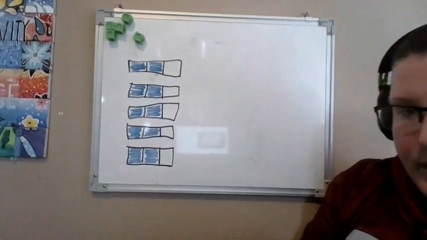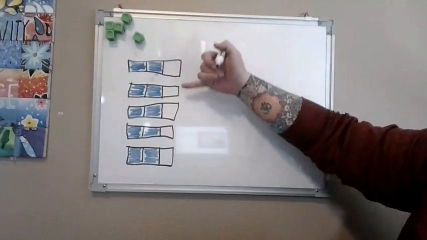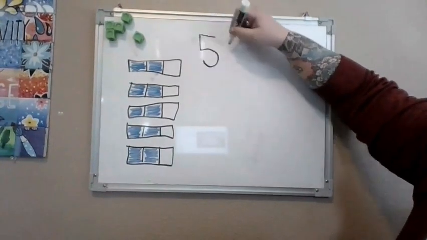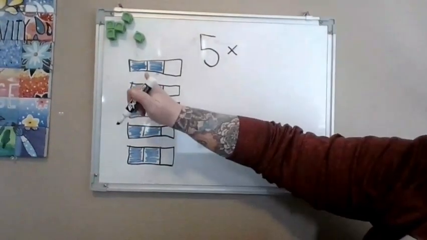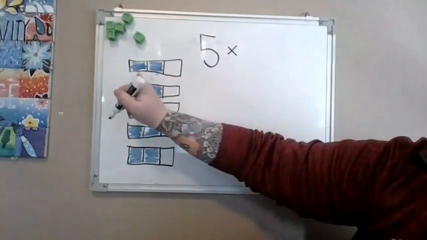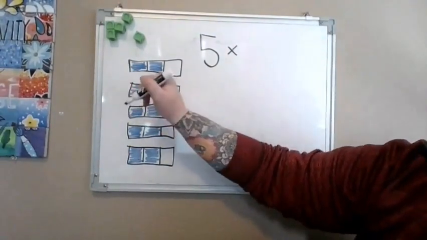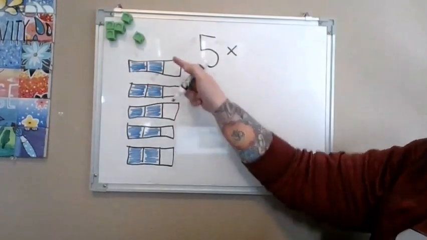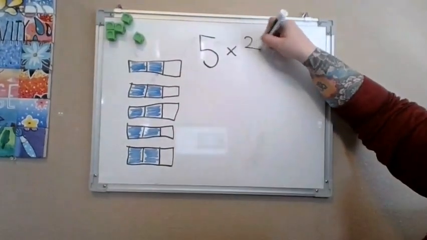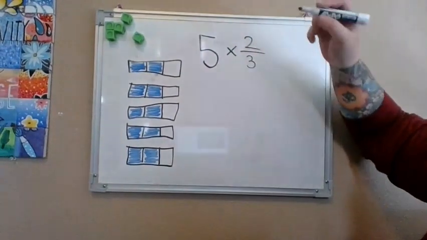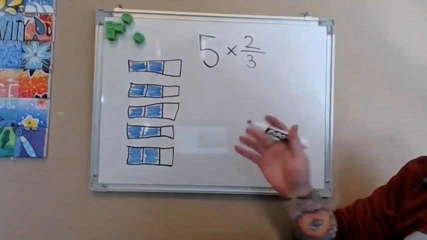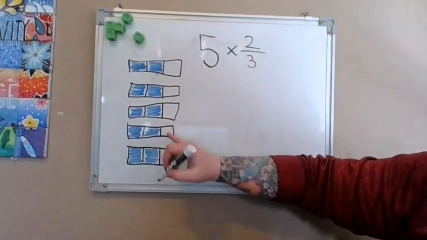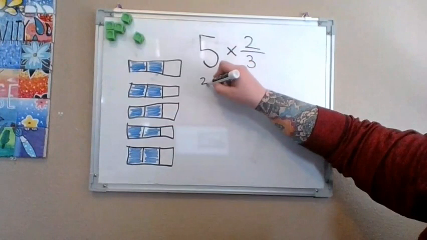In this example, I have 1, 2, 3, 4, 5 groups shown here. And in each group, it looks like one whole is cut into 3 pieces and 2 of those pieces are colored in. So this is 2/3. And I've got 5 groups of 2/3. So that's one way to think about it. Another way to think about it is 2/3 plus 2/3 plus 2/3 plus 2/3 plus 2/3.